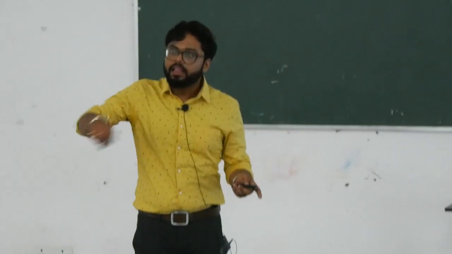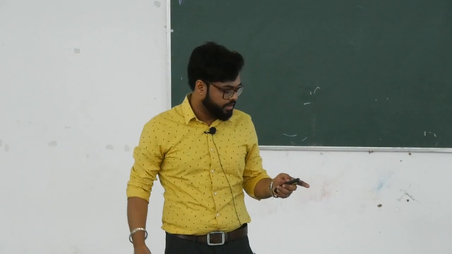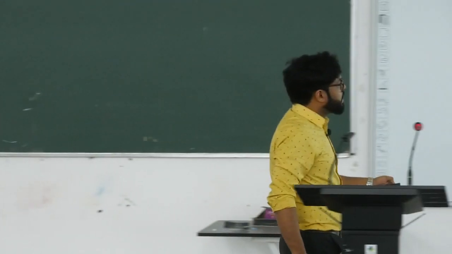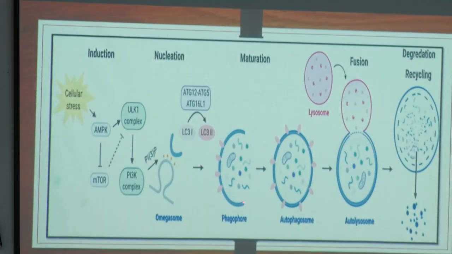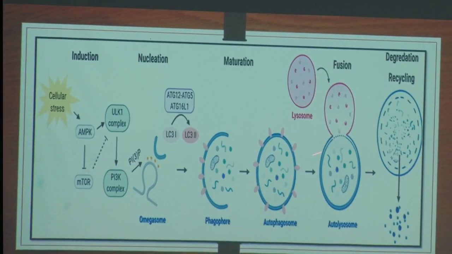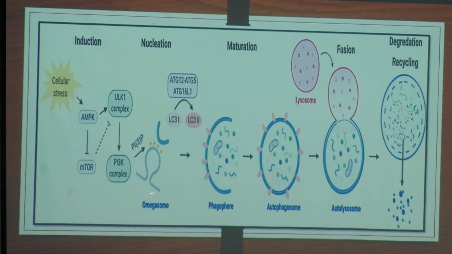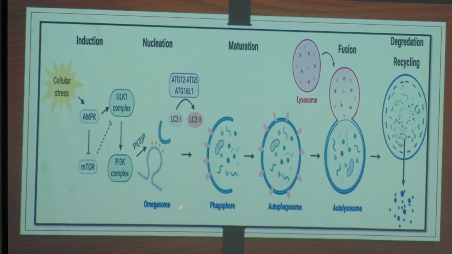Intracellular organelles are getting turned over and recycled. Here there is a pinching of a particular portion of cytosol. That membrane could be from the endoplasmic reticulum or the cell membrane. This pinching looks like an omega. This is an omega shape, which is why it is called an omegasome.